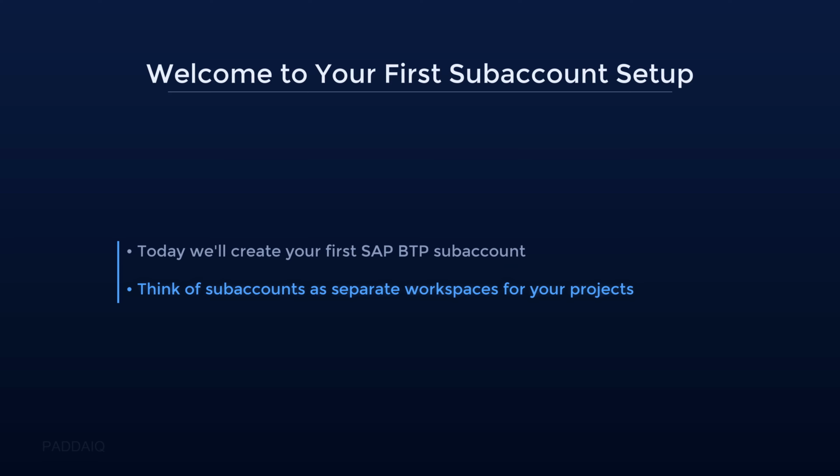Think of sub-accounts as separate workspaces for your projects. This means each project gets its own secure area to manage apps and services independently without affecting others. For example, your development team can experiment in one sub-account while production runs smoothly in another. This separation keeps everything organized and secure for each initiative.